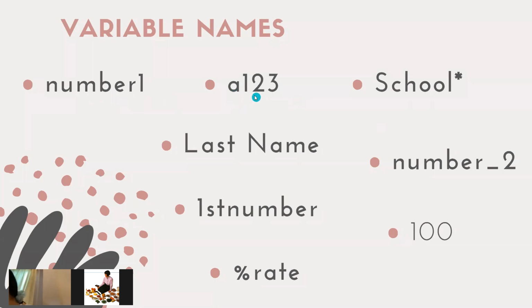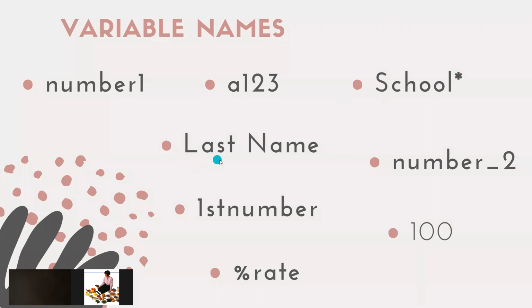How about A123? Yes or no? Yes, you can use that one because it doesn't begin with a number. Next, school asterisk. Yes or no? No, very good. Why? Because it has an asterisk, so no, you should not put this one.